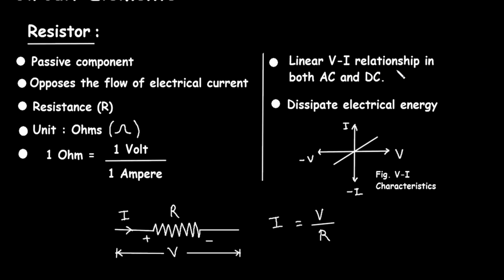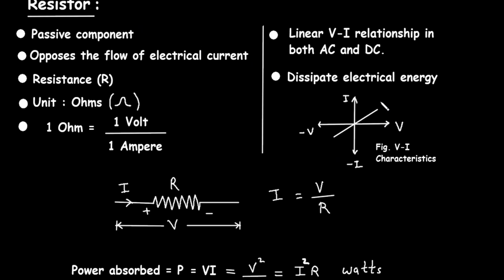Linear VI characteristics or linear VI relationship in both AC and DC. So here we can see it gives a linear characteristic in both AC and DC. This is a VI characteristic. On the x-axis it is voltage and on the y-axis it is current. So if we draw the graph between these two, we get a straight line. Then it dissipates electrical energy.